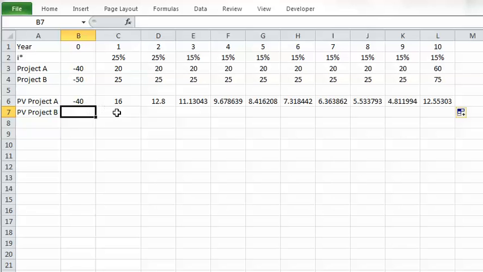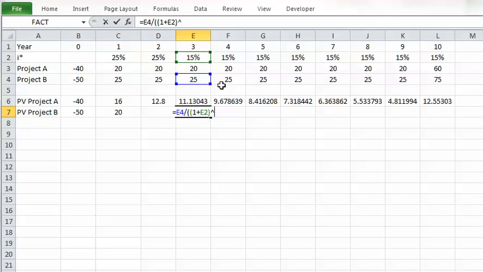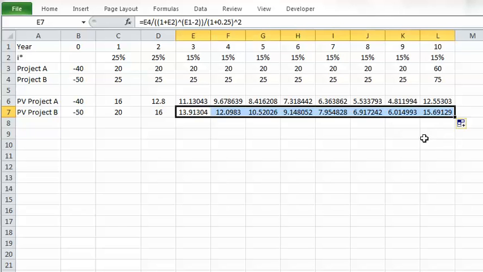And the same for project B. The investment at present time is the same. For year 1, it equals 1 plus 25% power the year. For year 1 and year 2, they are similar. For year 3, this is 25 divided by open parentheses 1 plus 15% interest rate power year minus 2, and again this divided by 1 plus 25% power 2, and I apply this to the end.